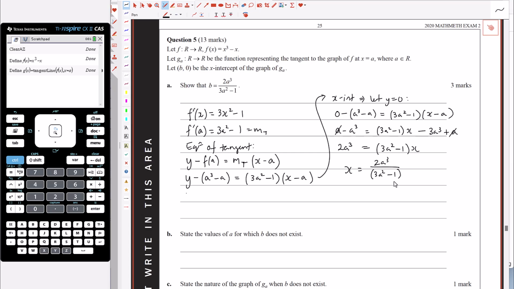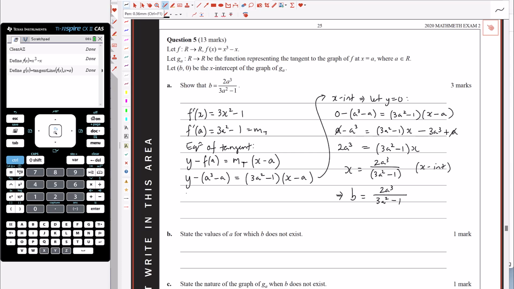Okay, and so that's the x-intercept, which means that b, which is the x-intercept, is going to be that. Now, actually, I probably could have made that working a little more seamless by perhaps back here at the beginning, substituting the point b, 0. And so then I would have had b in it right from the beginning, and I would have got to my answer, but that's fine. Okay, so we've shown that b is equal to that as required.